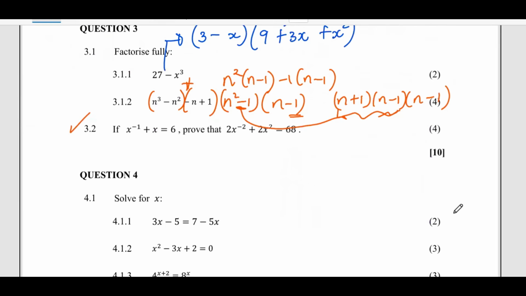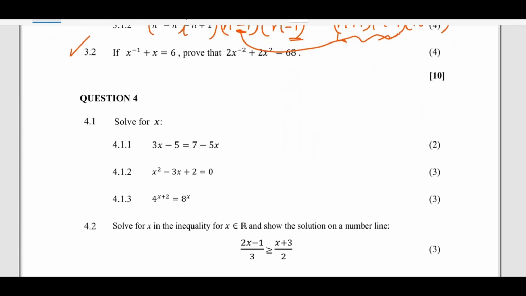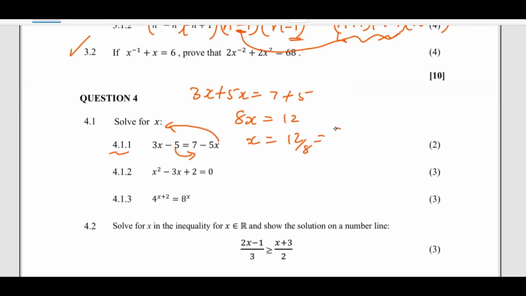Question number 4. These are linear equations. For 4.1.1, move the x that side, move the 5 that side, which means 3x plus 5x is equal to 7 plus 5. That's 8x is 12, divided by 8. So 12 over 8 is the same as 3 over 2.